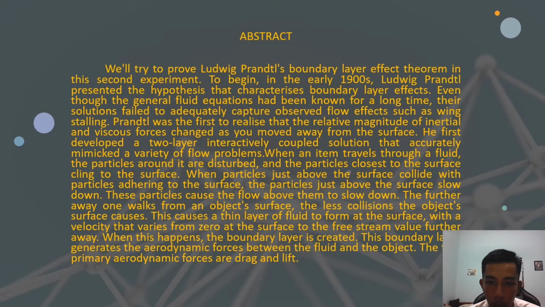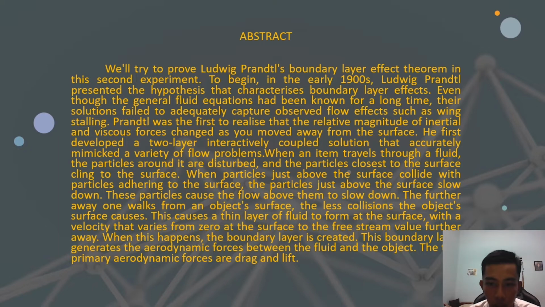When an item travels through a fluid, the particles around it are disturbed, and the particles closer to the surface cling to the surface. When particles just above the surface collide with particles adhering to the surface, the particles just above the surface slow down. These particles cause the flow above them to slow down.